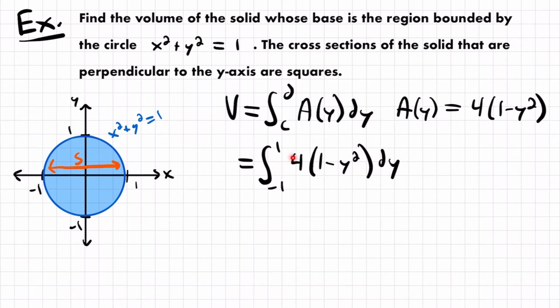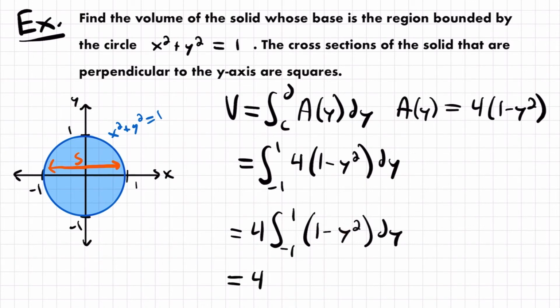And so if we pull this 4 to the outside of the integral, this will be equal to 4 times the integral from -1 to 1 of 1 minus y squared times dy. And now we can integrate each of these terms. So we'll have that this is equal to 4 times y minus y cubed divided by 3, and that is evaluated from -1 to 1.